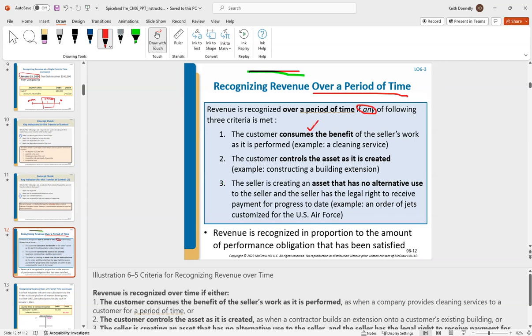Specifically, the customer consumes the benefit of the seller's work as it's performed, the customer controls the asset as it's created, or the asset has no alternative use. In these situations, revenue is recognized in proportion to the amount of performance obligation that's been satisfied. Right, so hey, a 12-month subscription, 1 month has passed, we provided them the service, we'll recognize 1 month, 1/12 of the revenue, right?